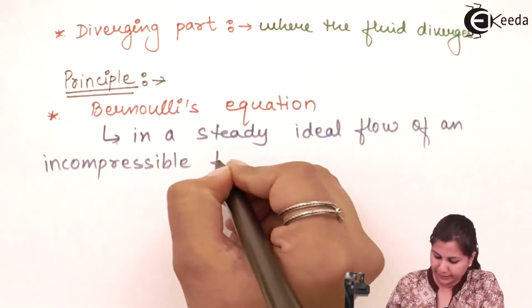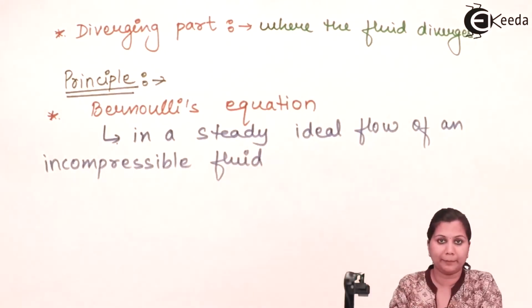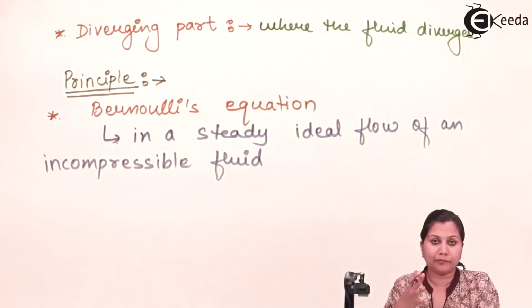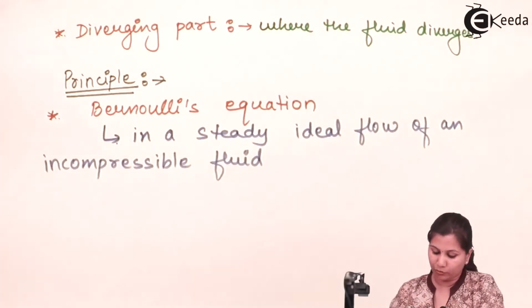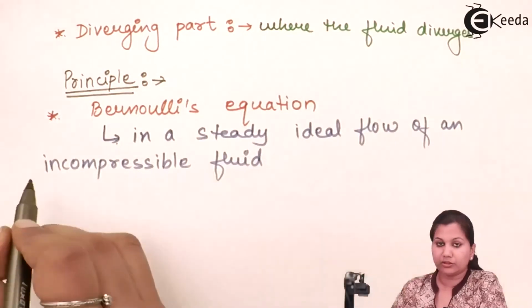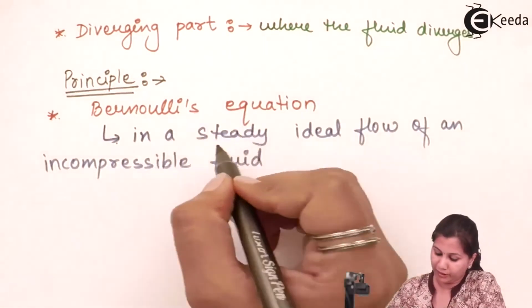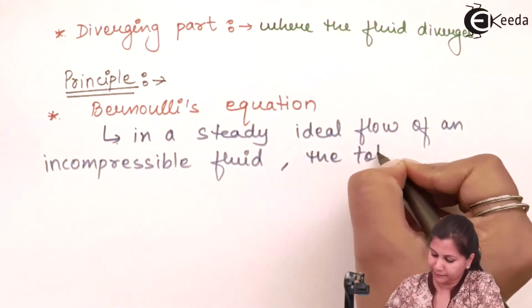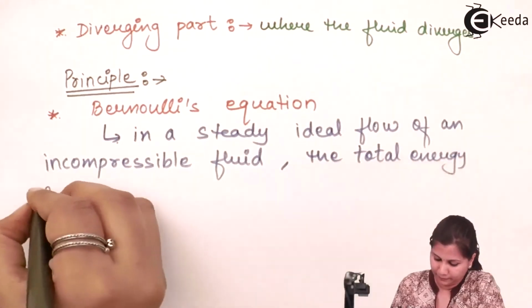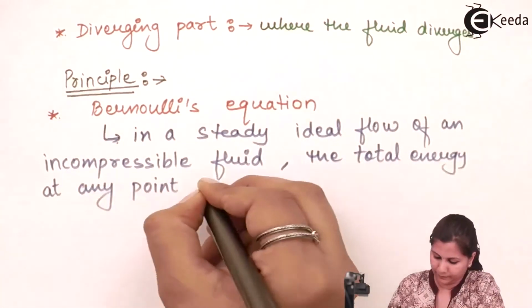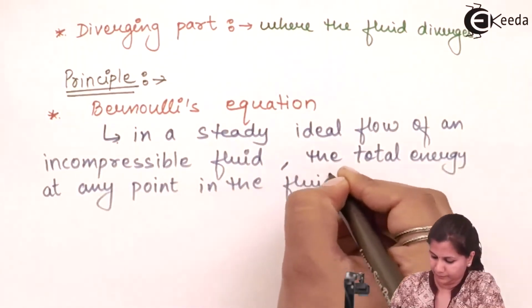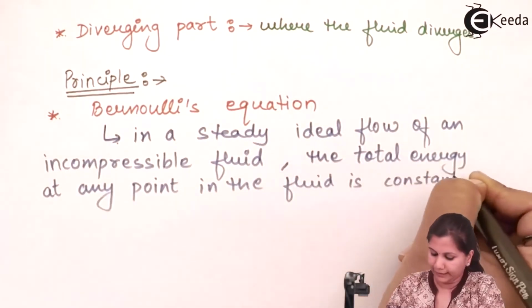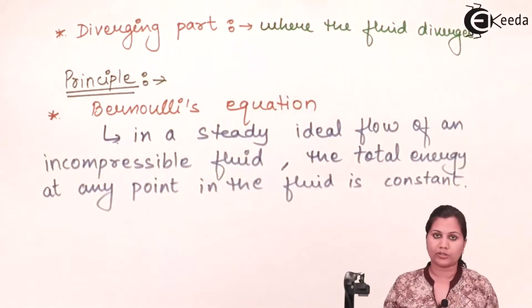of an incompressible fluid, the fluid which cannot be compressed, because if we use a compressible fluid, when it passes through the converging and the diverging parts, it will be compressed. Its volume will be reduced. So we are using an incompressible fluid, and in a steady ideal flow the total energy at any point of the fluid is constant.